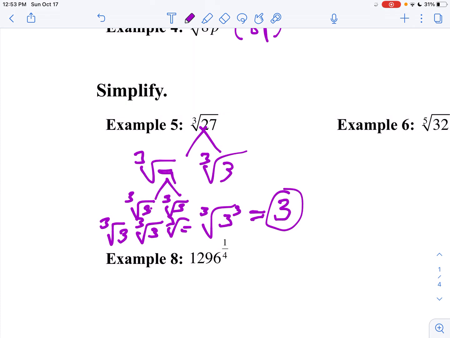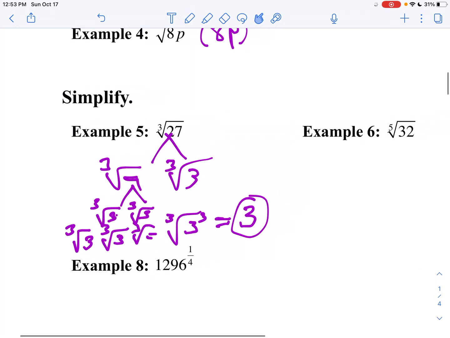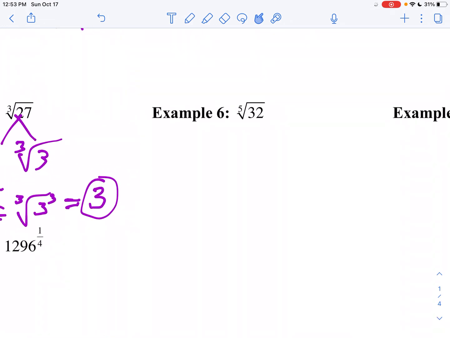I have to have that many numbers to simplify it. So let's take a look at example 6. In other words, if I have the 5th root, I have to have 5 of these in order to write it once without the radical sign. So I'm going to start here. The 5th root of 32. I'm going to say 2 times the 5th root of 16.